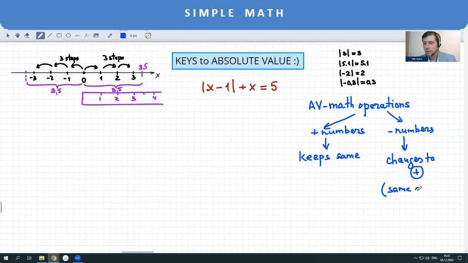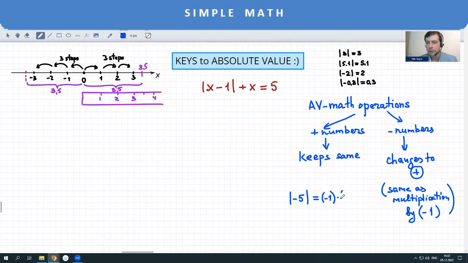Same as multiplication by -1. That's the way. So if we want to make -5, 5, if we want to have absolute value of -5, we could say it's -1 multiplied by -5. That's why it's 5.